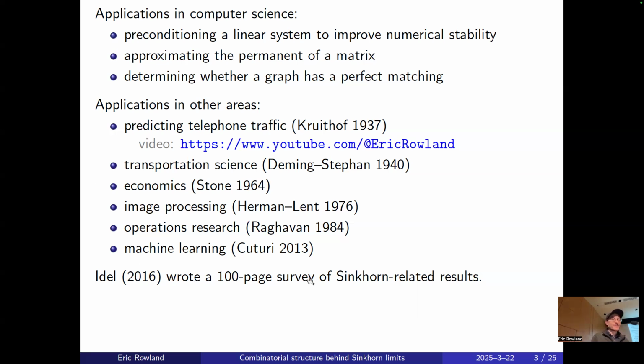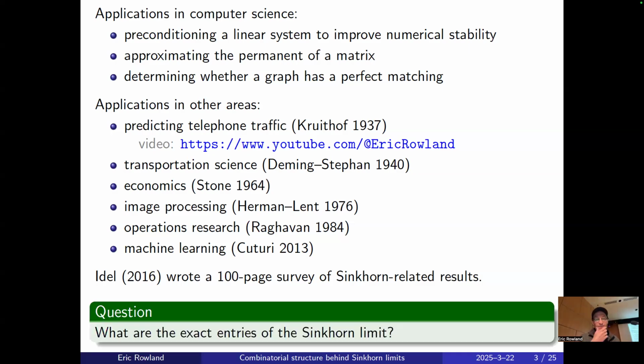And there's an amazing 100-page survey article about Sinkhorn limits and generalizations and abstractions. It's on the arXiv. It's from 2016. So I refer you to that paper for a lot of other applications and generalizations. But for all these applications, you only need to run the iterative scaling algorithm a finite number of times, because you're just interested in an approximation to the Sinkhorn limit.